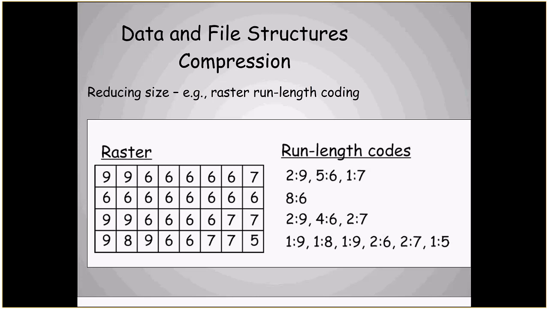However, if I was storing a bunch of raster cells that represented things like counties or buildings or things, we would get a lot of repeats. So instead of storing every single raster value, one way to store less information would be on disk to just store the number of times that a particular value was occurring in a run. So here I'd say 2 9s, 5 6s, 1 7. Then I have 8 6s. Then I have 2 9s. Then I have 4 6s. You get the idea here?